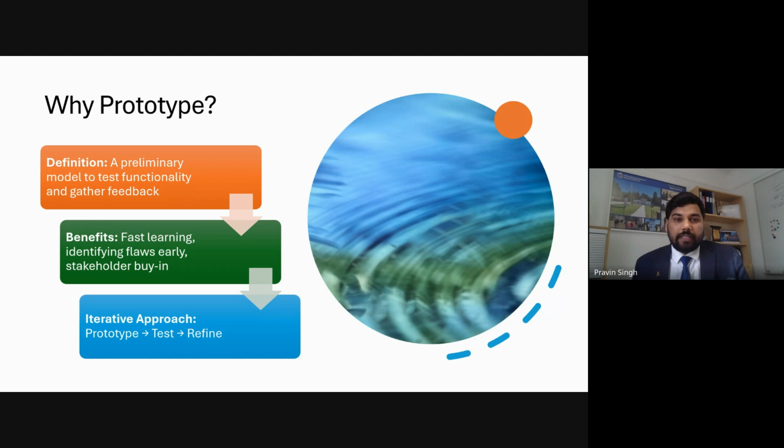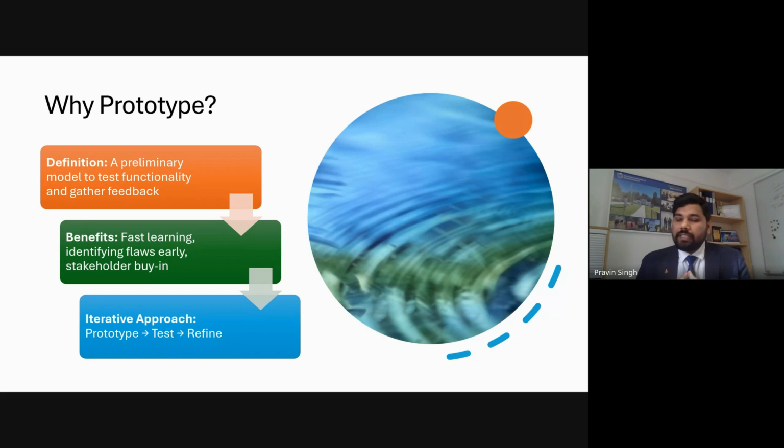First, fast learning, because prototyping allows us to identify flaws early and improve the design. Then stakeholder buy-in: doctors, patients, and investors are more likely to support an idea if they can interact with a tangible model. The next is cost reduction. Catching errors in the prototype phase prevents expensive redesign later, so it is very important. And then iterative improvement, like the process flow cycle: prototype, test, refine, and repeat. This iterative improvement is the main key for any prototype.